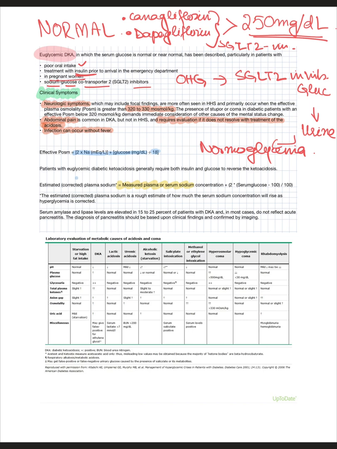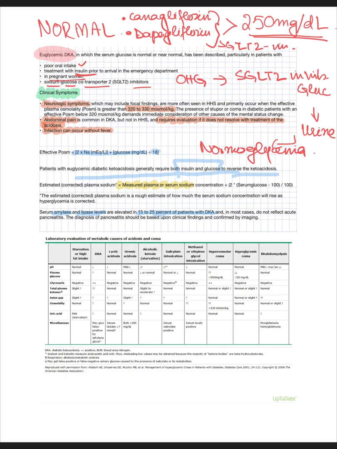Patients with euglycemic diabetic ketoacidosis generally require both insulin and glucose to reverse ketoacidosis. As the patients in DKA usually present with abdominal symptoms, as part of the investigation they also have amylase and lipase levels ordered. But interestingly, they're elevated in 10 to 15 to 20% of the patients with DKA, and it does not mean that the patient has acute pancreatitis.